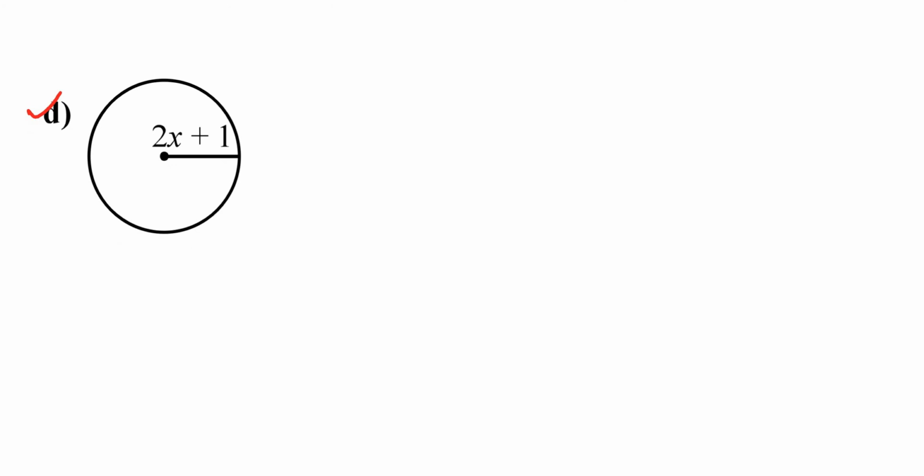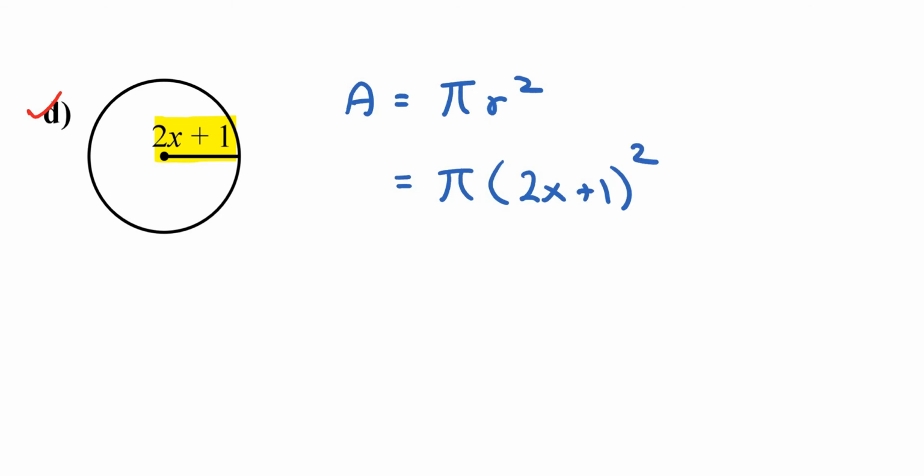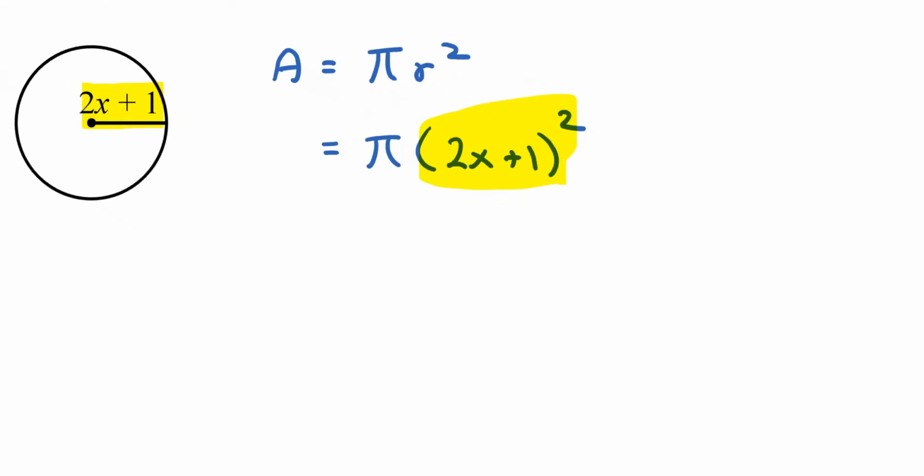For D, I guess this is a circle. So the area of a circle is going to be pi r squared. And what's my radius? My radius is 2x plus 1. So this will be pi bracket 2x plus 1 all to the power 2. Now over here, we can use the square double square technique.